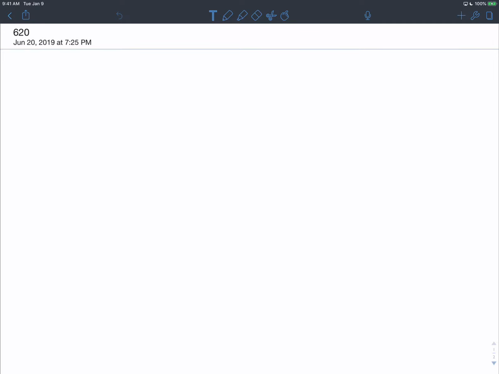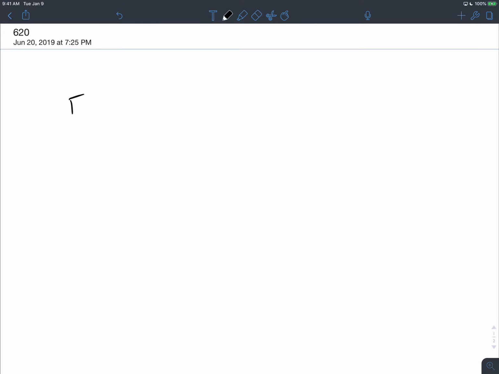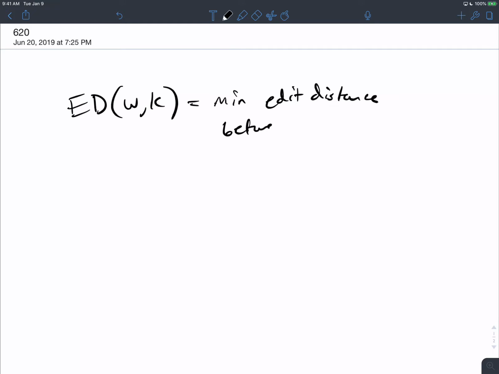Okay, so what was this edit distance thing? So we have this ED function, which is the minimum edit distance between W and K. So I'm only going to sketch a high-level overview. So, well, what does the edit distance mean? So what are the edits that we can make?